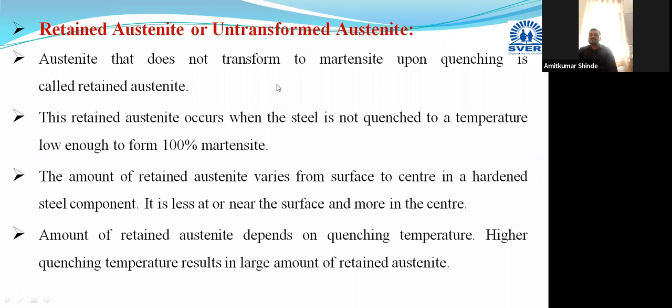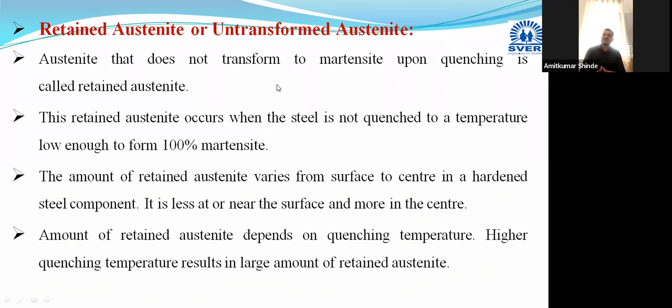Okay, now the amount of this retained austenite varies from region to region of that component. If you check on the surface of that component, the quantity of retained austenite will be very less at the surface or near to the surface. But if you check at the center, then the amount of retained austenite is more at the center.